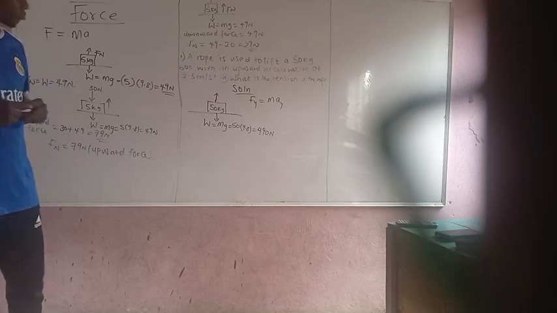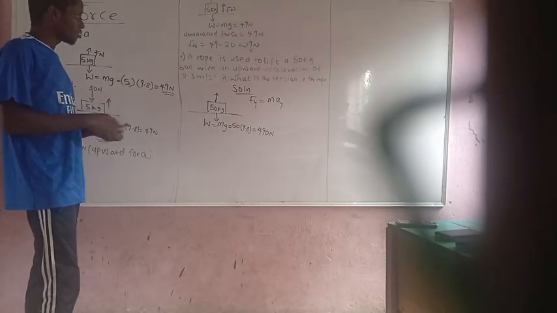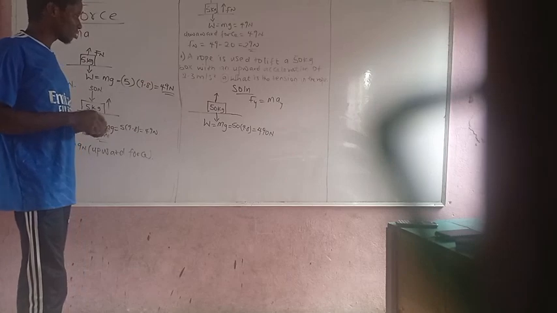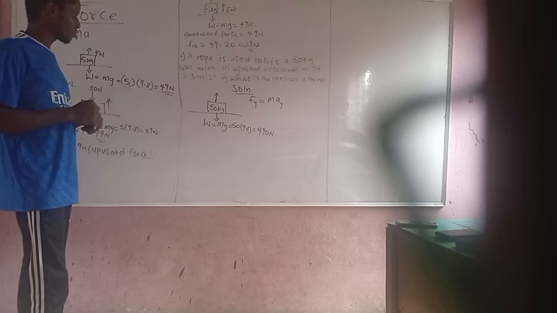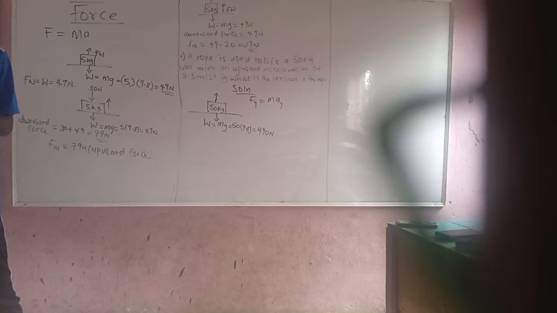Remember we said that the upward force is equal to the downward force. Basically, if this body is on its own, then the downward force should be equal to the upward force. But now I want to find the tension on the rope.